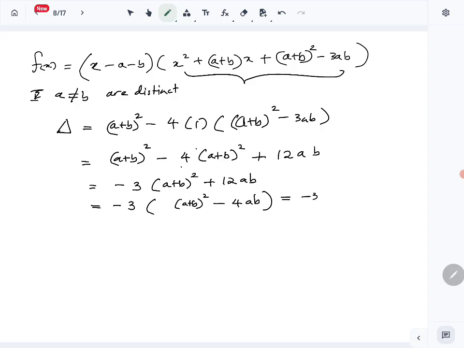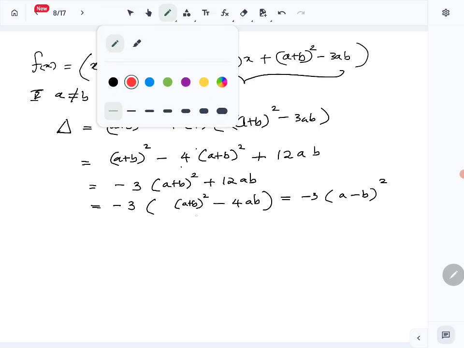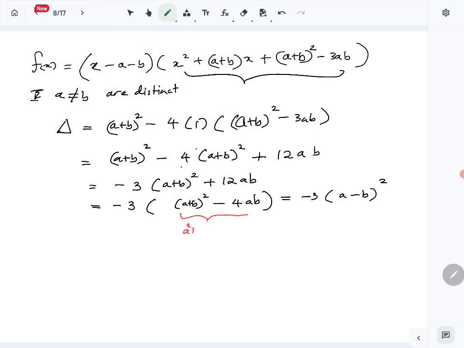and that turns into, take the −3 out, (a + b)² − 4ab, so that turns into −3 times (a − b)². Why? If you expand this, a² + 2ab + b² − 4ab turns into a² − 2ab + b², which is (a − b)², right? So it is given that a and b are distinct. So this is never 0, not equal to 0.